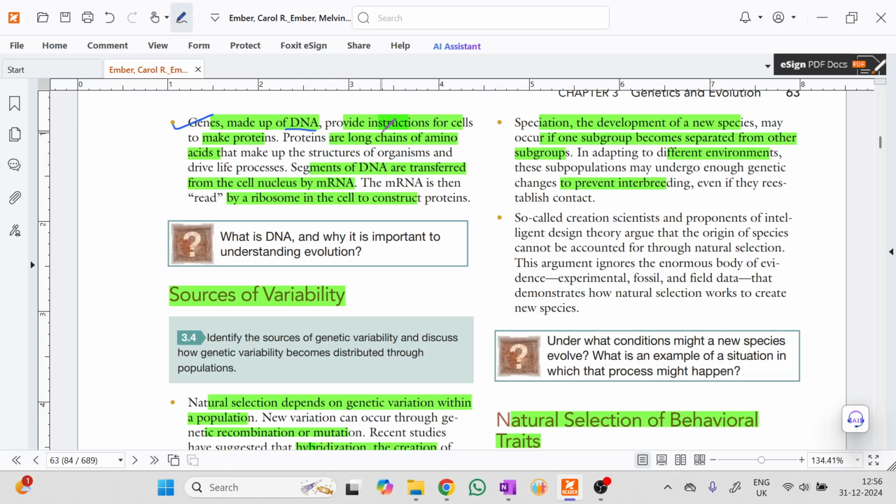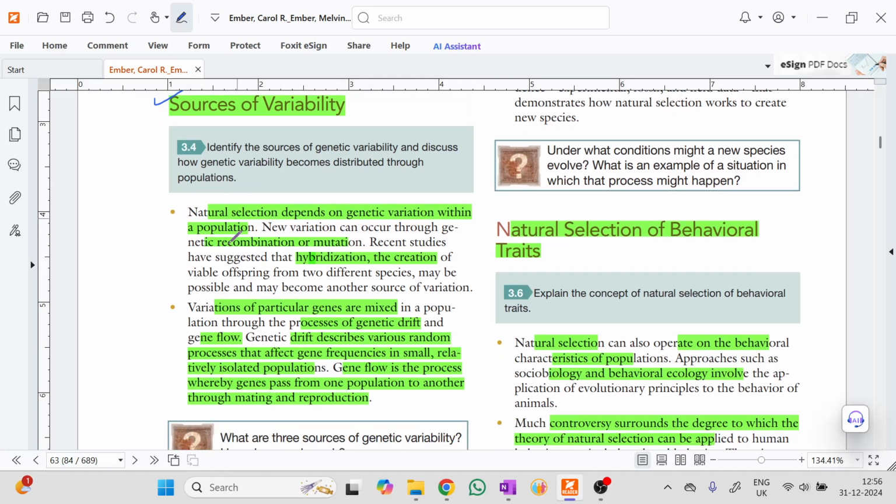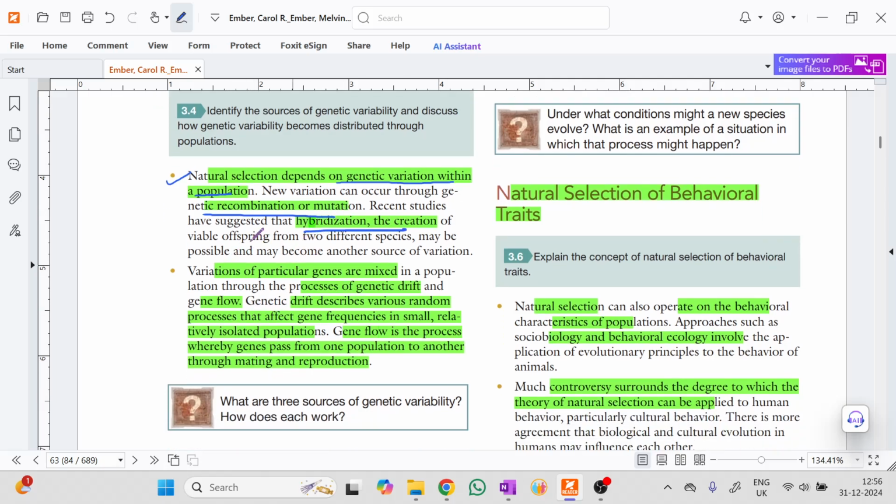Genes, which are made up of DNA, provide instructions for cells to make proteins. Proteins are long chains of amino acids that make the structure of organisms and drive life processes. The segments of DNA are transferred from the cell nucleus by mRNA. This mRNA is then read by ribosomes in the cell to construct proteins. And let's see the sources of variability. Natural selection depends on genetic variation within a population. And new variation can occur through genetic recombination, mutation, hybridization, genetic drift, and gene flow.